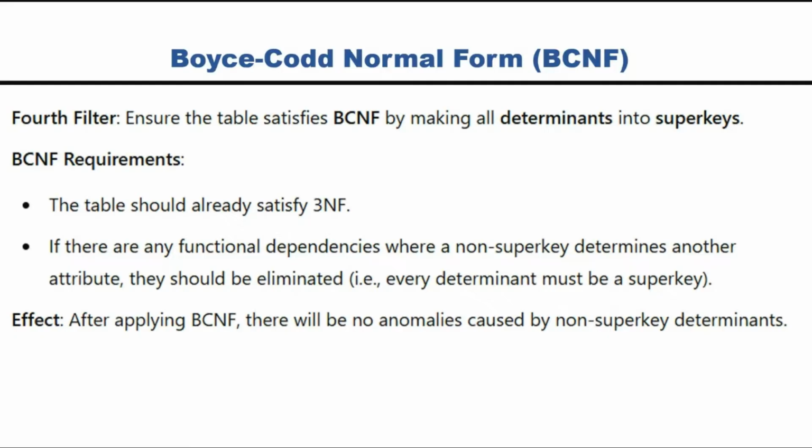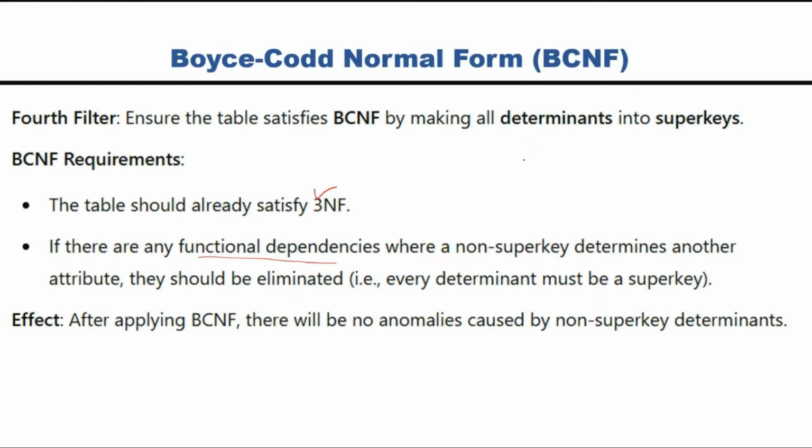What is the definition for this? Obviously, the first thing is the table should already satisfy the criteria of 3NF. So in serial order, it should satisfy the criteria of the 3NF. Now, this line may confuse you, but we'll try to decode it. If there is any functional dependency where a non-super key determines another attribute, it should be eliminated, right? So what is this line saying? Every determinant must be a super key.